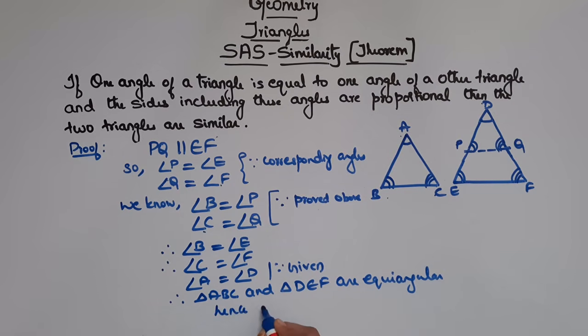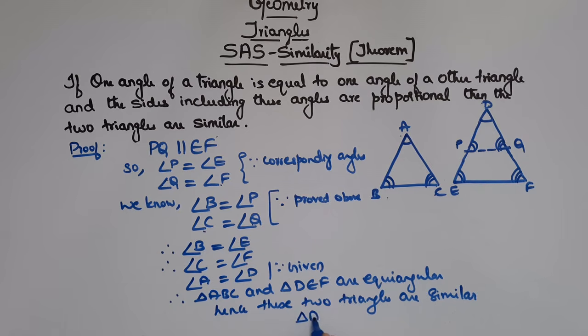Hence, these two triangles are similar. So we have proved triangle ABC is similar to triangle DEF. Hence the proof. So this is it in this video.